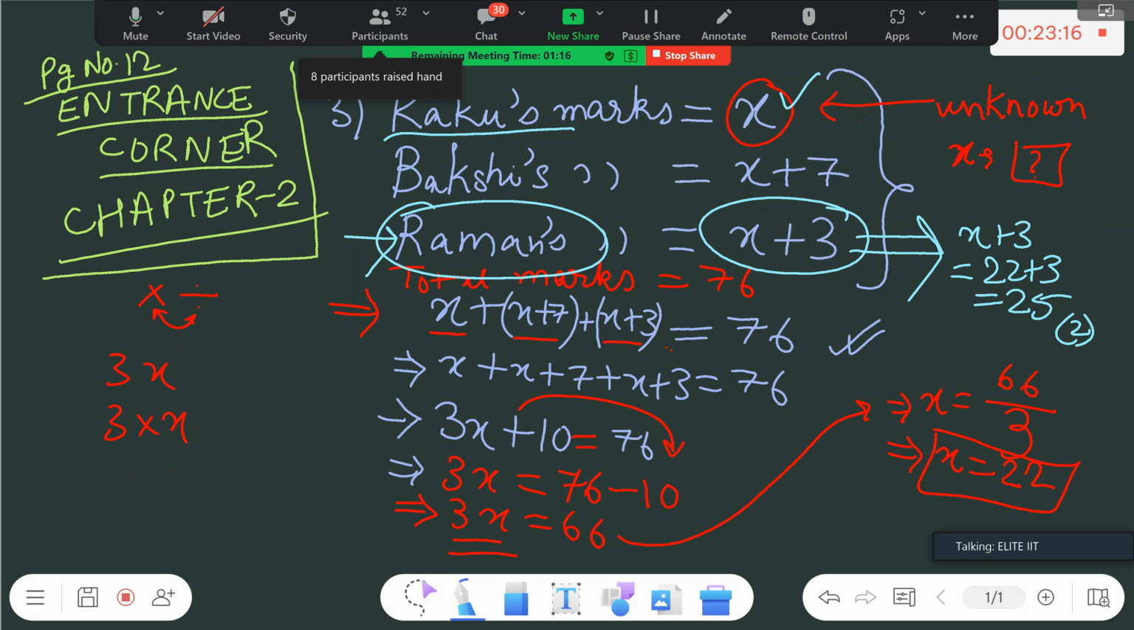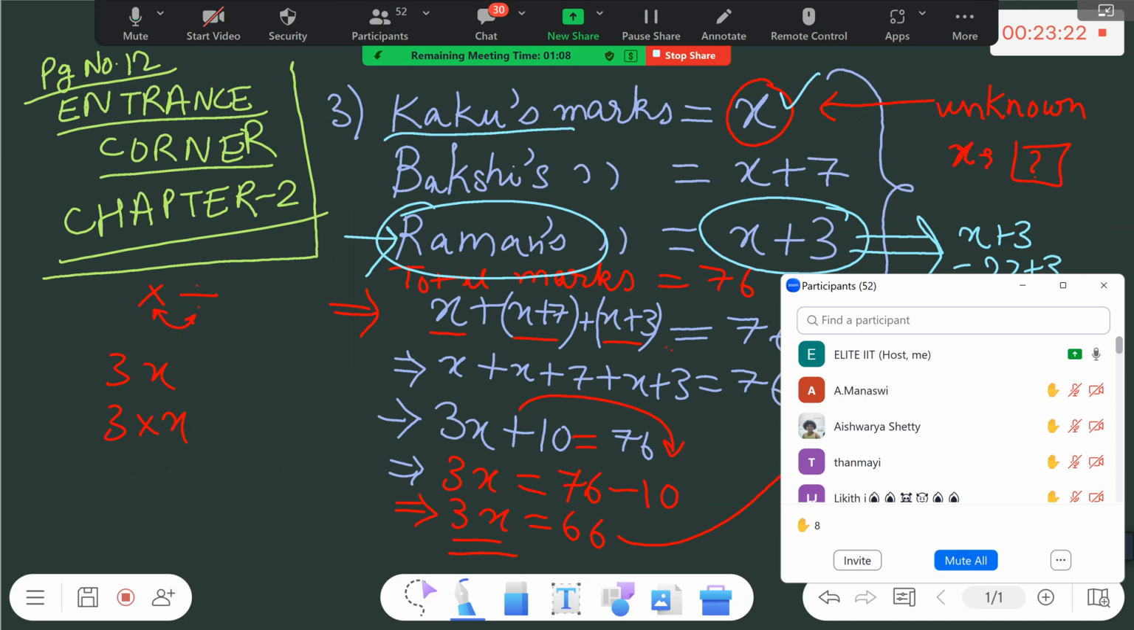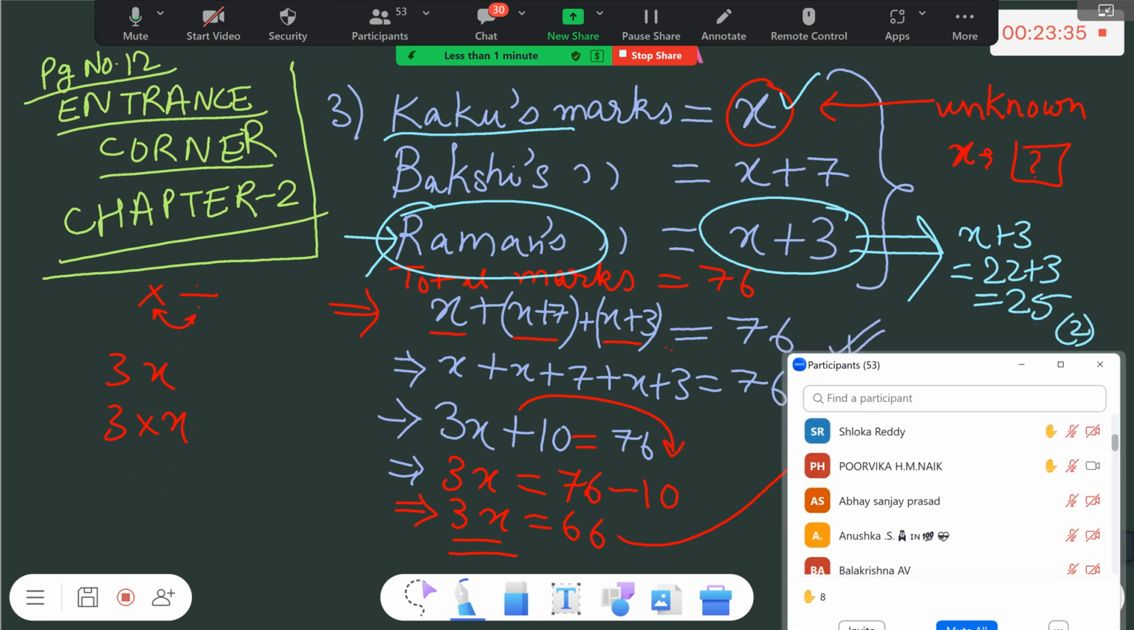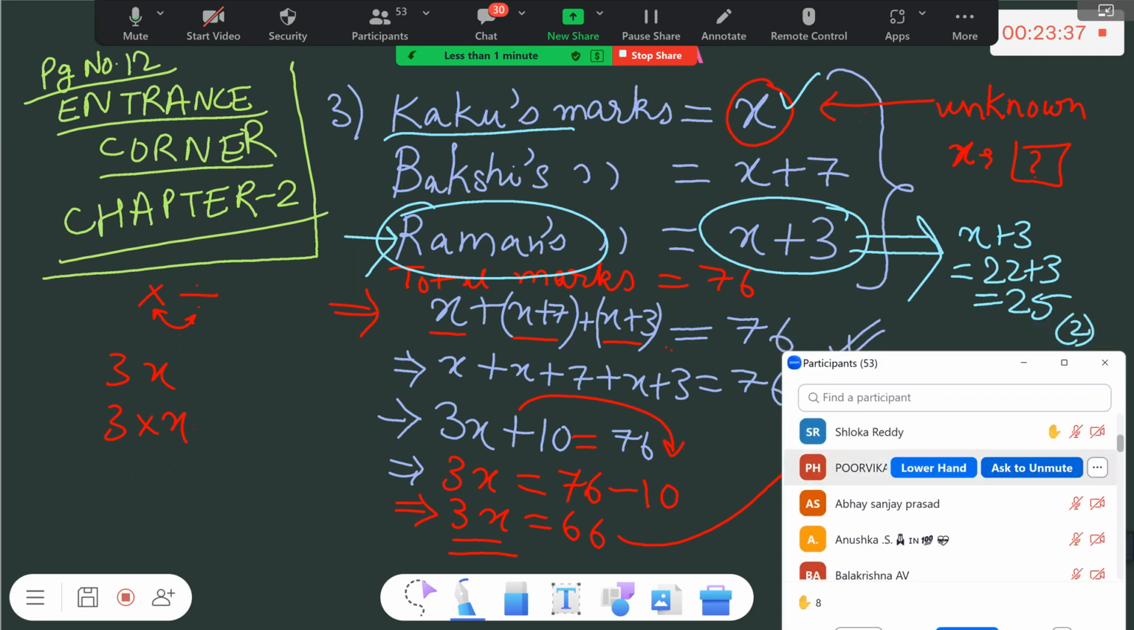You understood? Everybody understood this? Okay. Yes, Purvika, you raised your hand. You can unmute and ask me. What is your question?